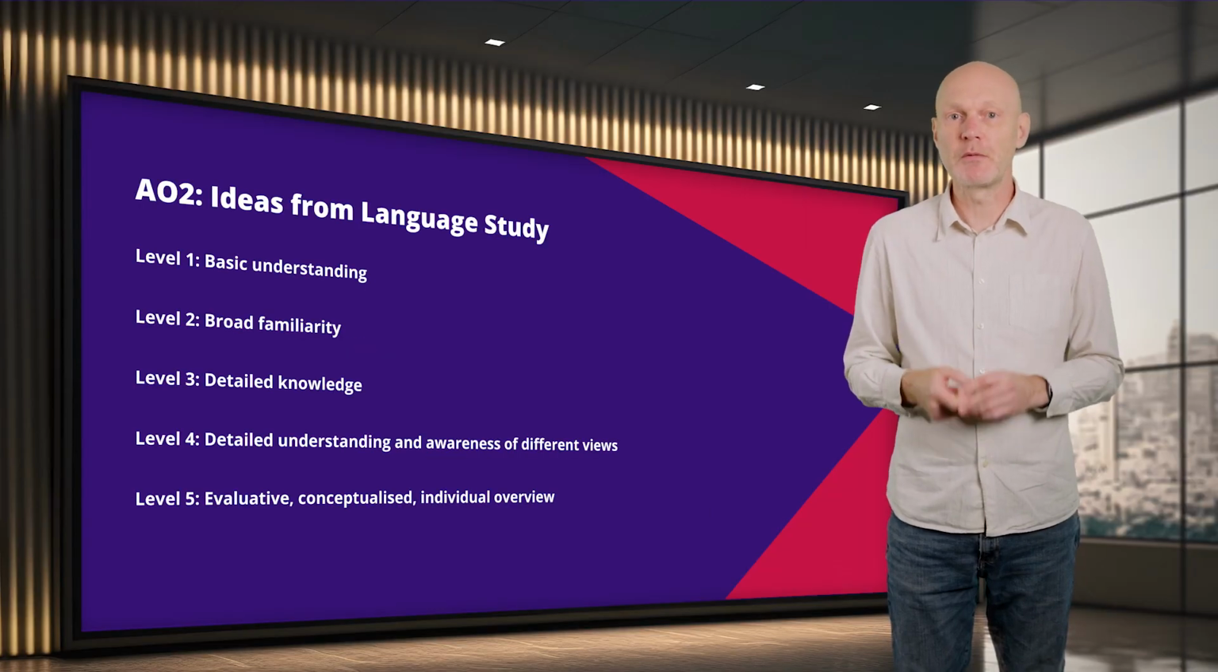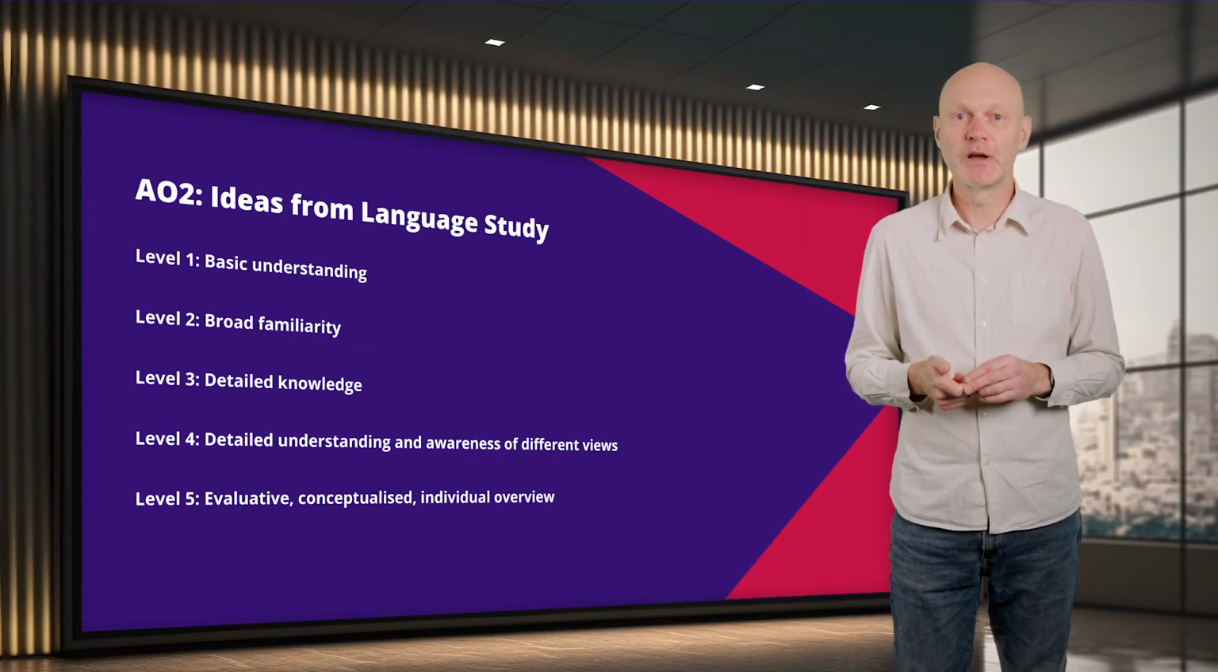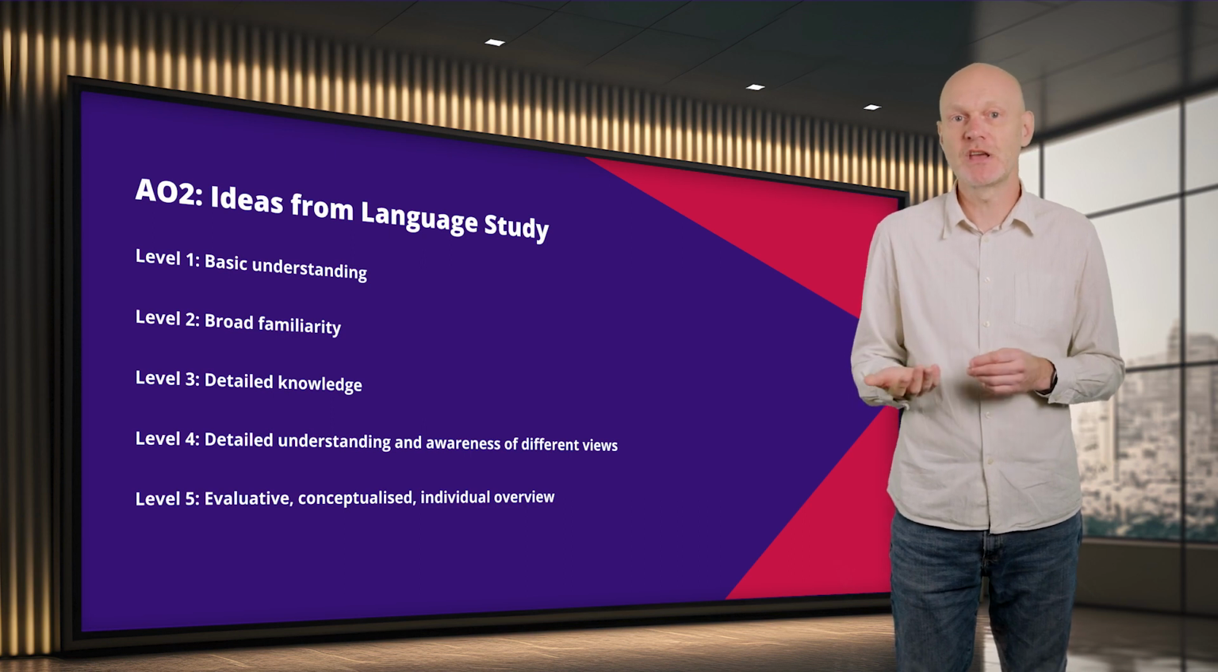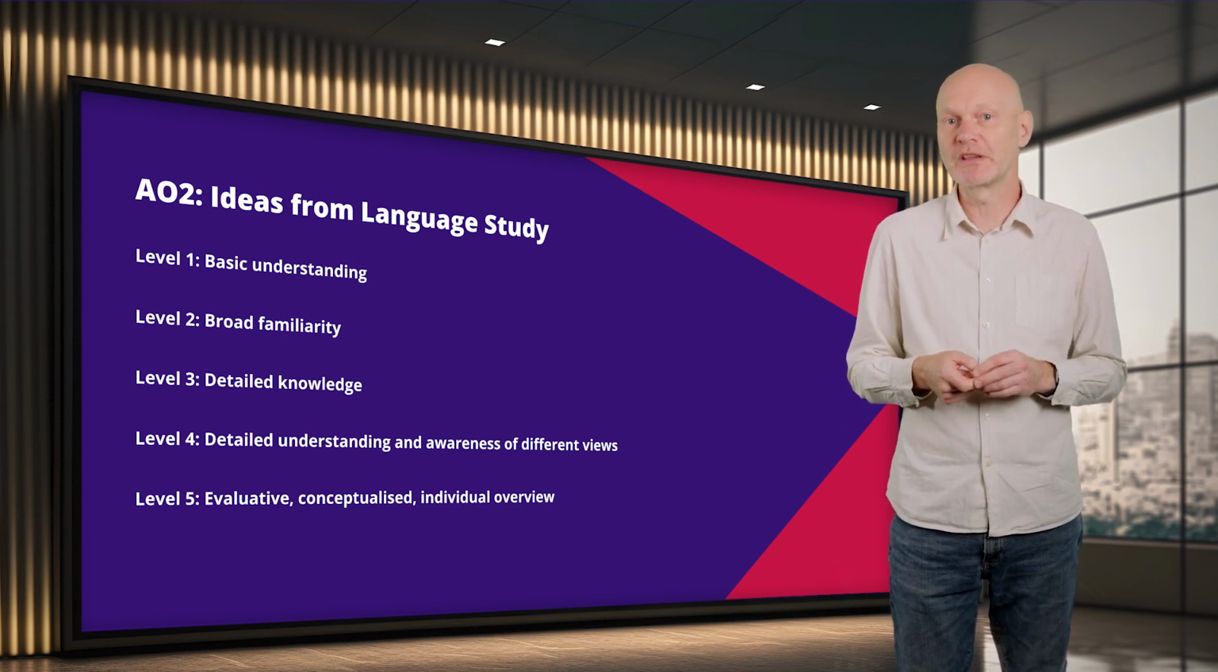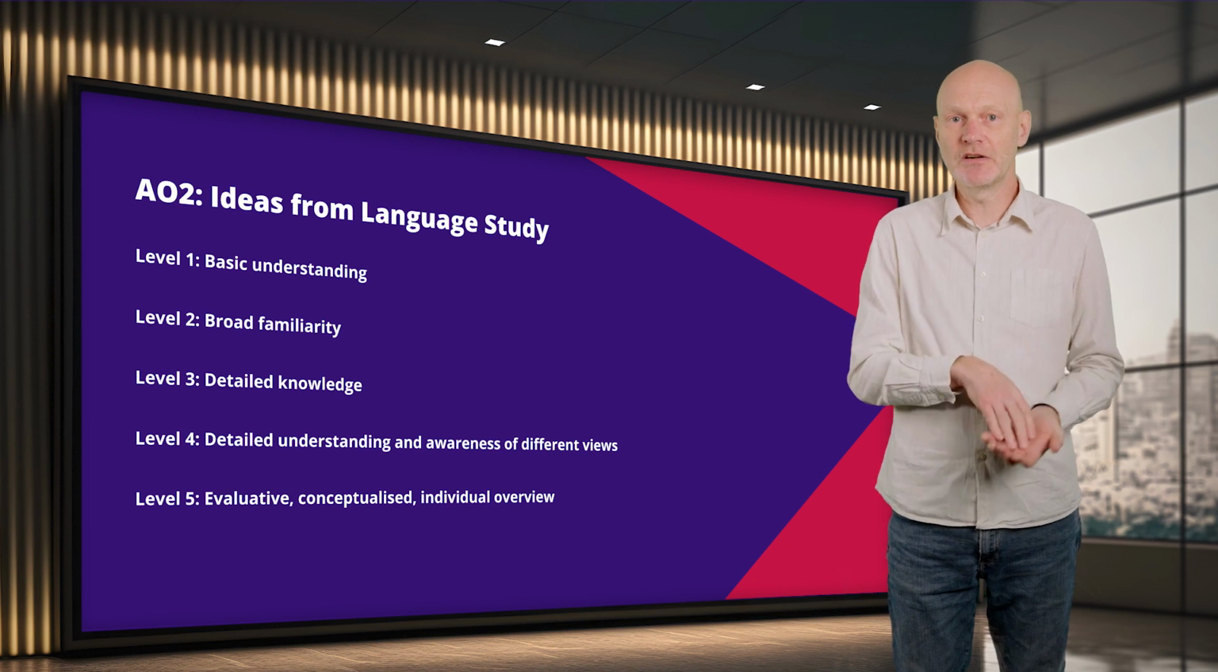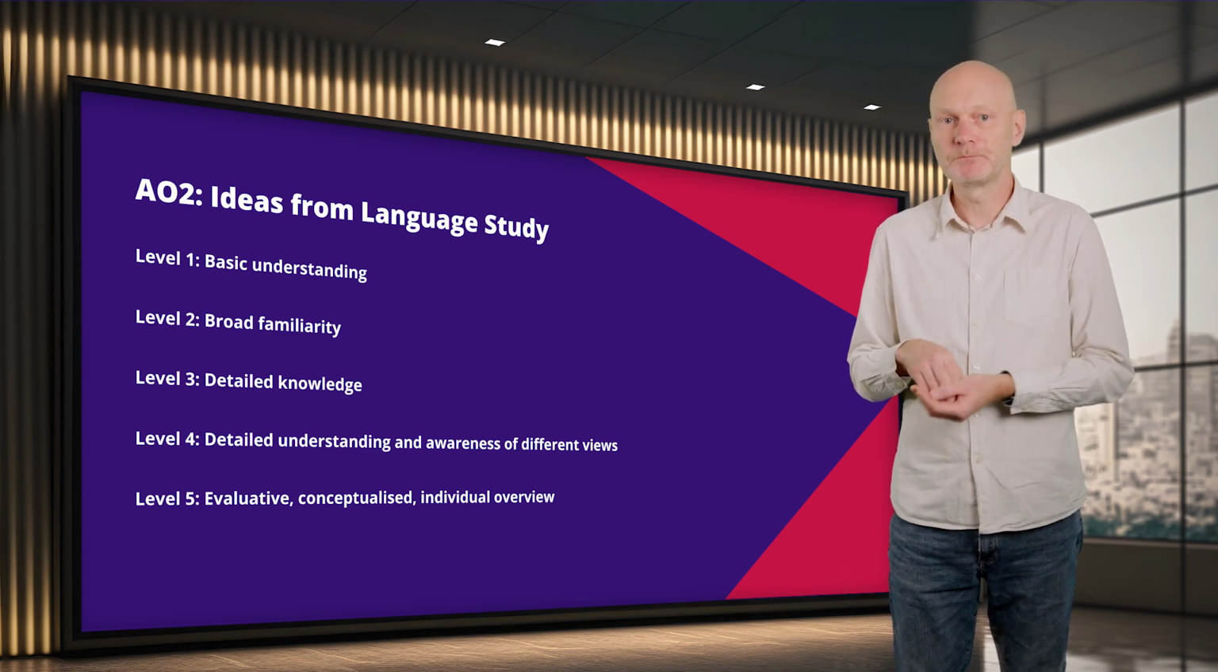So at level 3, there will be evidence of detailed knowledge. This might take the form of a clear explanation of a linguistic study that's relevant to the question being set, a good selection of examples that might help to illustrate an argument, or perhaps a clear grasp of an important idea around, for example, dialect and region, or how grammar might have changed in a particular period of history.